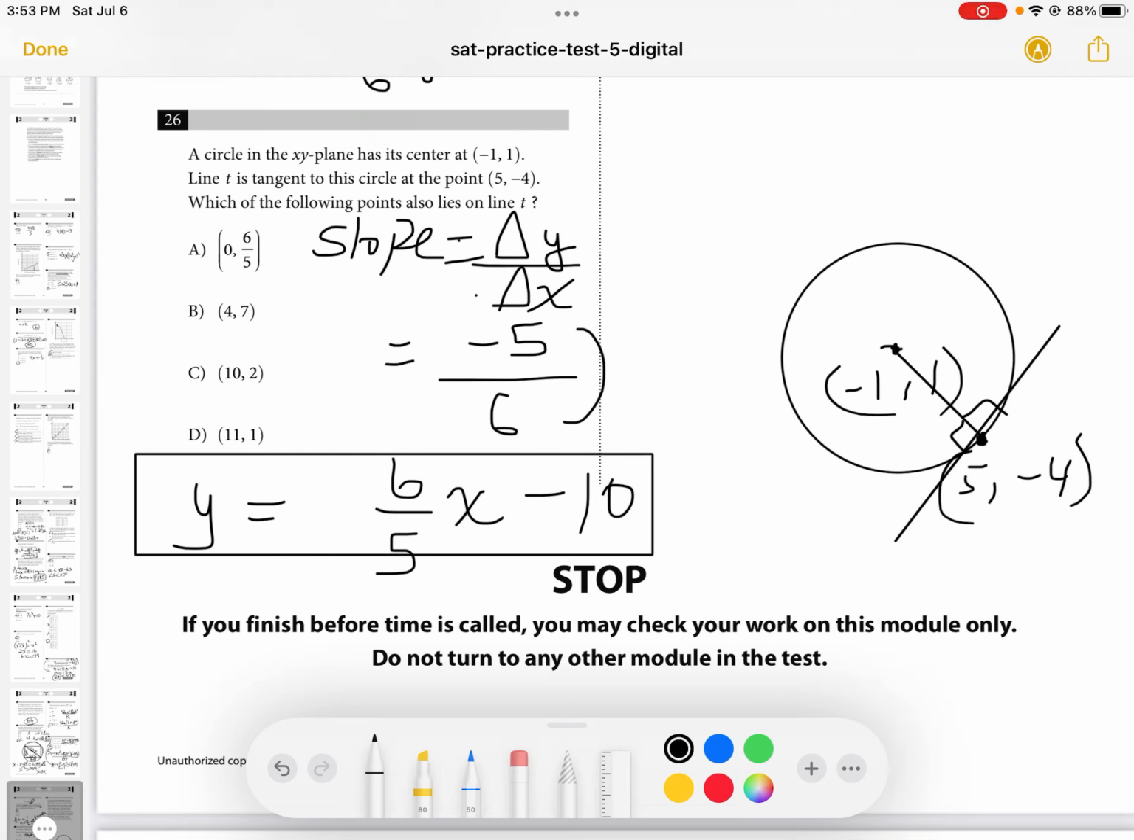Now, sorry for the mistake, guys. Now we have to find which of the points lies on line t. Well, the line doesn't have an x-intercept at 0,6. B also doesn't lie on line t, and neither does D. So C looks like our only answer choice left. Let's check. 6 over 5 times 10 is equal to 12. 12 minus 10 is equal to 2. So indeed, our answer is C.